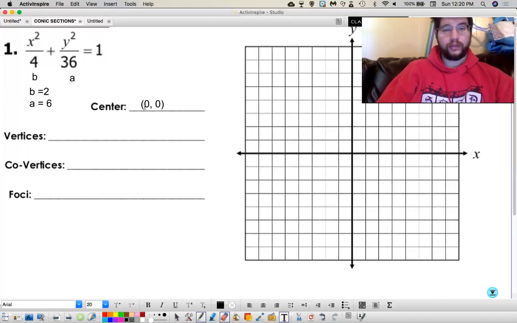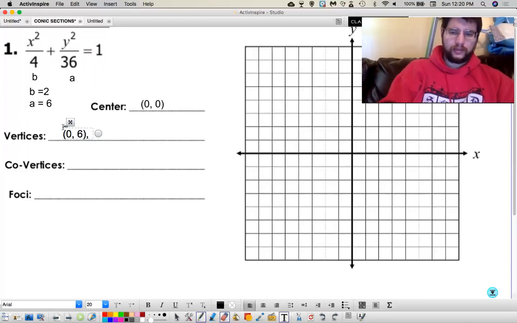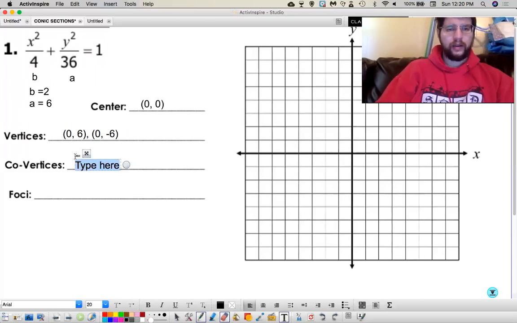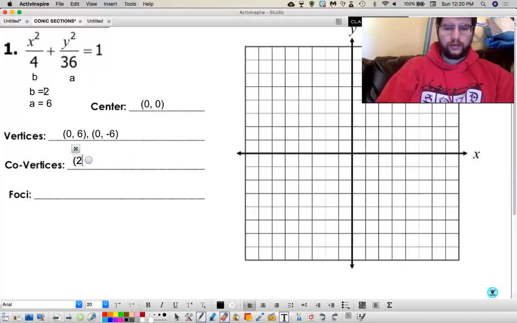Which one though? Plus or minus A here or here? It's a vertical ellipse, so I'm going to add to my vertical value. It's going to be 0, A and 0, negative A. 0, 6, 0, negative 6. And my co-vertices go on my minor axis, so that uses B. B is on the X, so I'm going to change the X to 0, negative 2, 0.